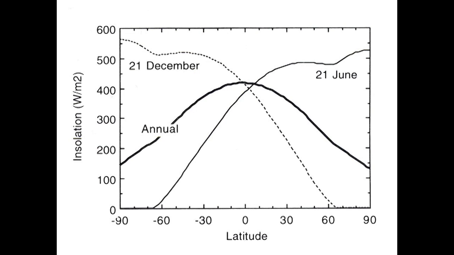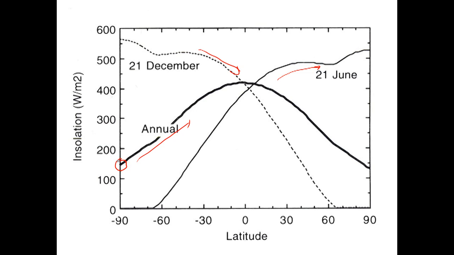If we look at the average with longitude of the incident solar radiation in the annual average given by this solid line, and at the two solstices, the northern hemisphere winter solstice on the 21st of December and the northern hemisphere summer solstice on the 21st of June, we see some interesting features. In the annual average, of course, solar radiation peaks at the equator and falls off toward both hemispheres. You'll notice something interesting if you look closely.